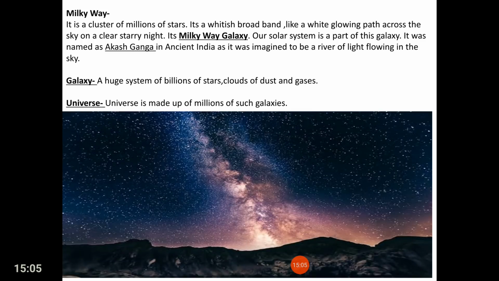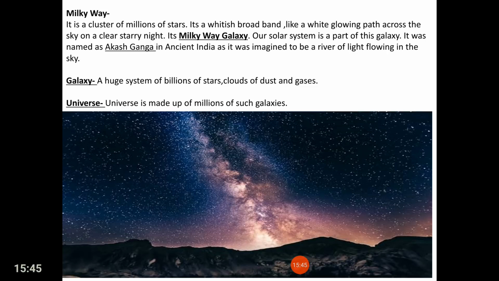Okay, this is the Milky Way. The Milky Way is nothing but a cluster of millions of stars which are present in space. It is a whitish broad band, like a white glowing path across the sky on a clear starry night. It's the Milky Way galaxy. Our solar system is a part of this galaxy. It was named Akash Ganga, that is the river of stars flowing in space, as it was imagined in ancient India to be a river of light flowing in the sky.